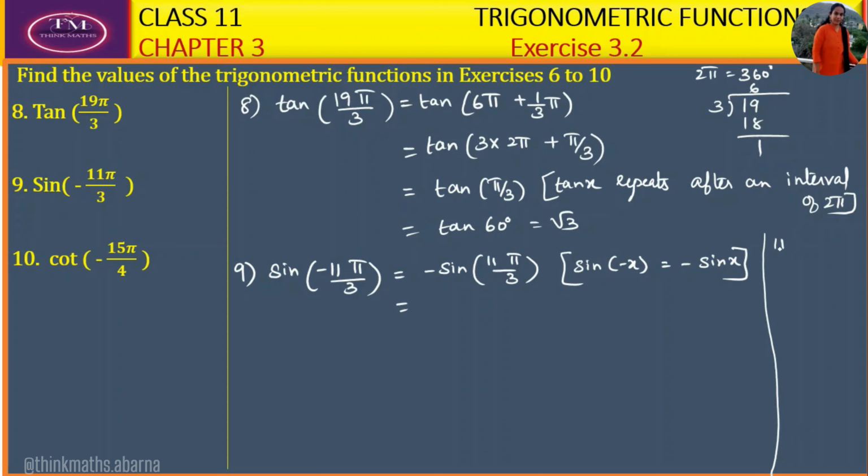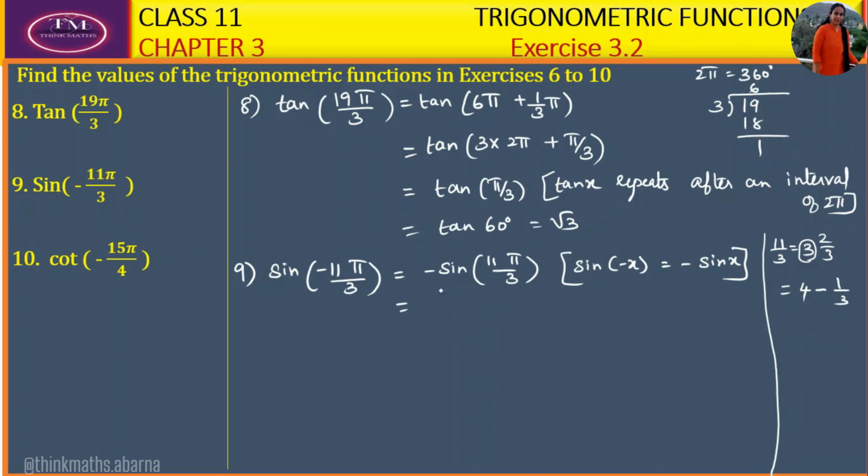How to write 11 by 3? 11 by 3: 3 3s are 9 and the remaining is 2. 11 minus 9 is 2, so 2 by 3. So this is not an even multiple, so we are not going to use this. I am going to use 3 into 4 instead. So 4 minus 1 by 3.